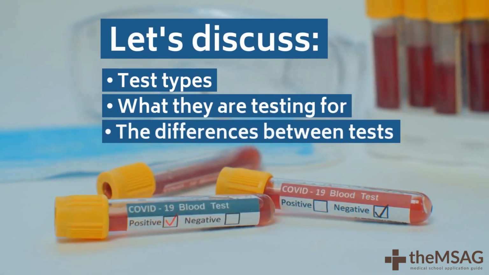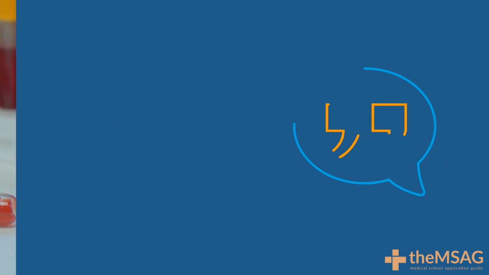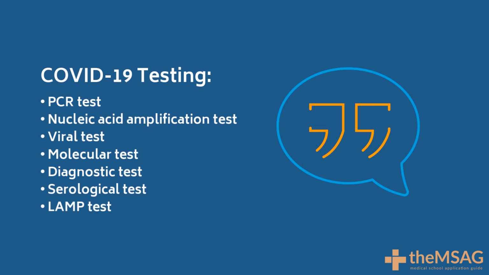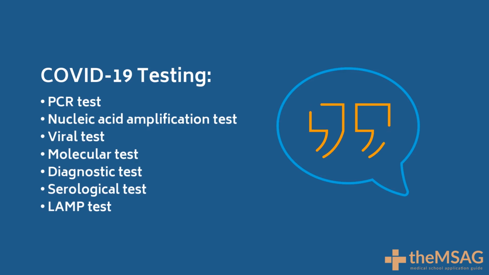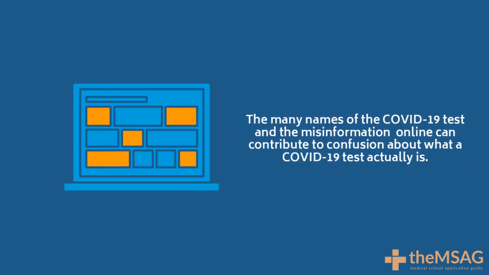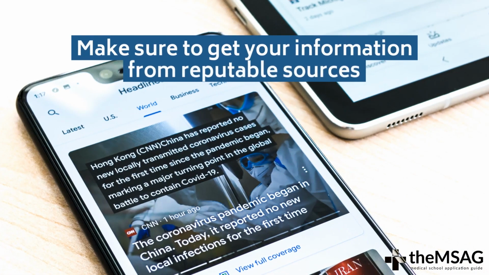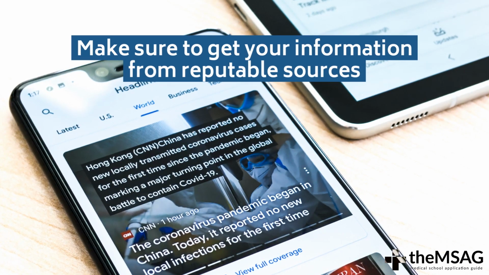Let's make sure that you understand the types of tests that exist, what they test, and the difference between each of them. A COVID-19 test can be called many things. Have you heard any of the following? PCR test, nucleic acid amplification test, viral test, molecular test, diagnostic test, serological test, LAMP test. The many names of the COVID-19 test and the misinformation you find online can all contribute to being not too sure about what a COVID-19 test actually is. Make sure you get your health news and scientific information only from reputable sources, particularly when reading about topics that make news headlines.